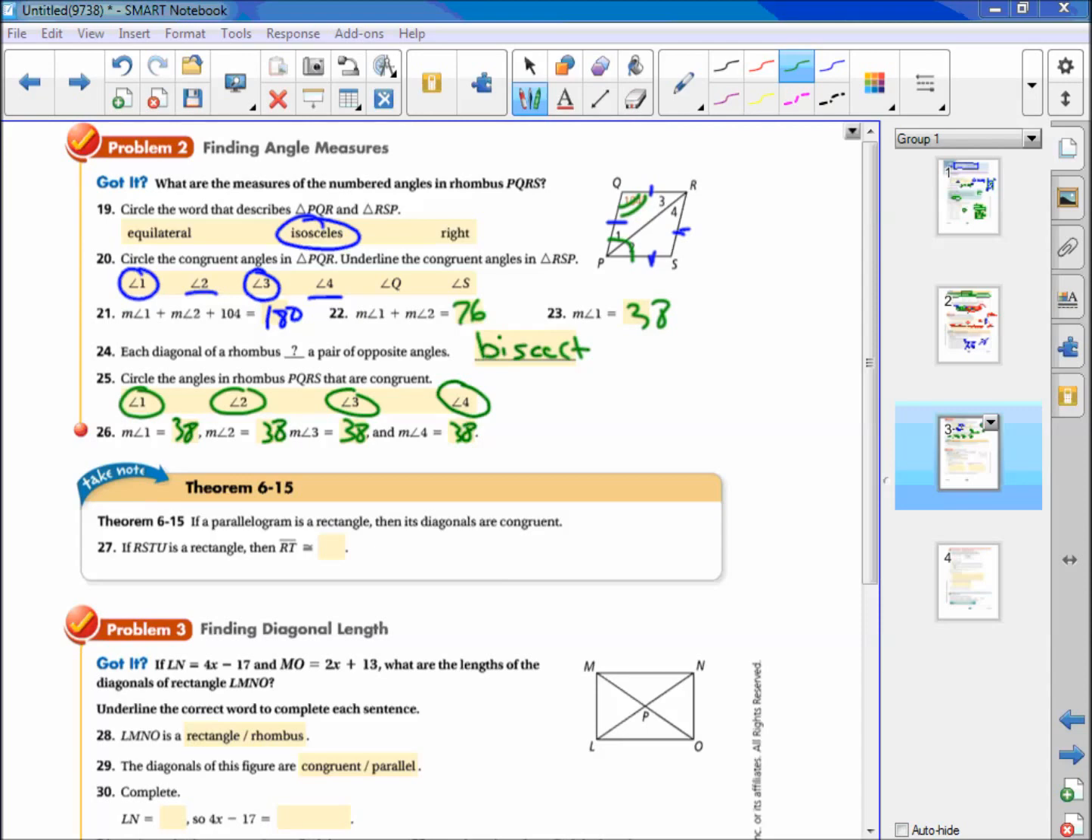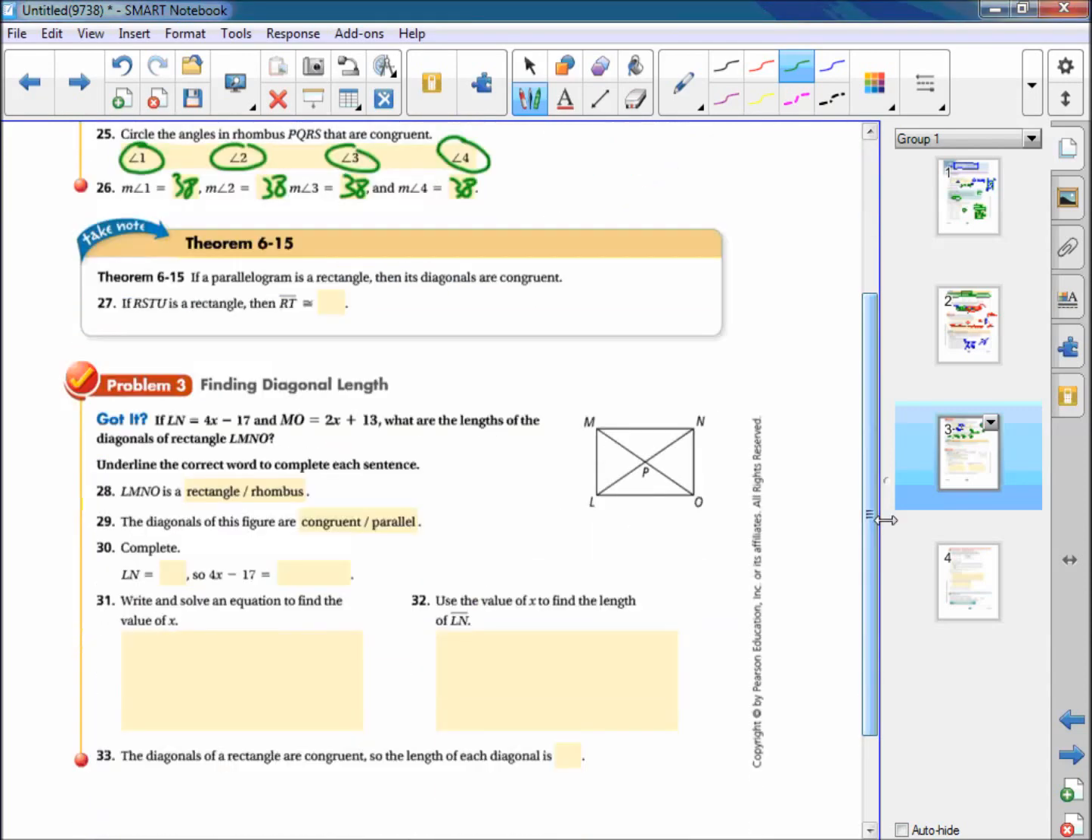All right. We have one more theorem here on this page. It's about rectangles. It says if a parallelogram is a rectangle, so we have a parallelogram, and that parallelogram is going to be a rectangle, so we have right angles, then the diagonals are actually going to be congruent to each other. So this diagonal in blue is going to be congruent to this diagonal in red. So they're going to be the same length.